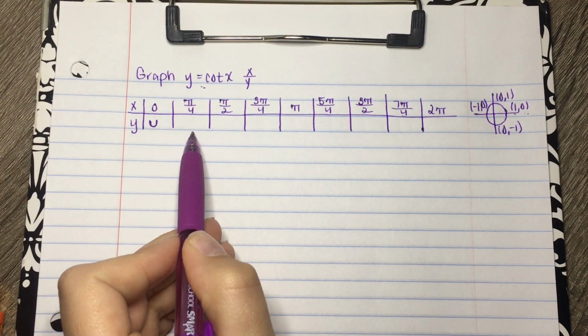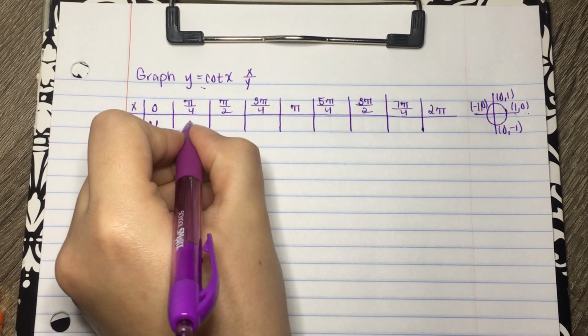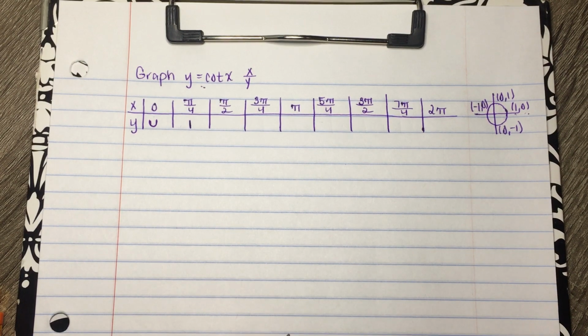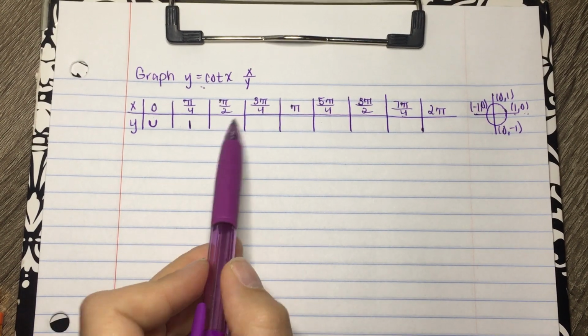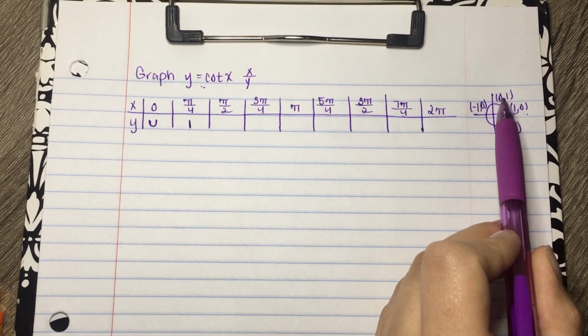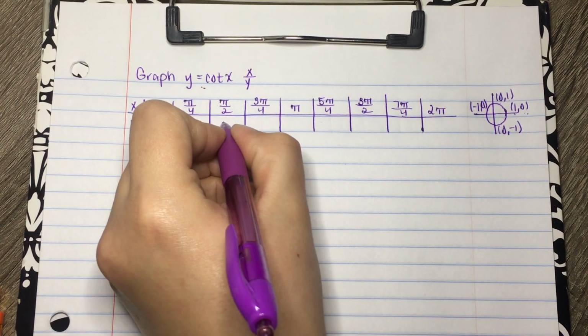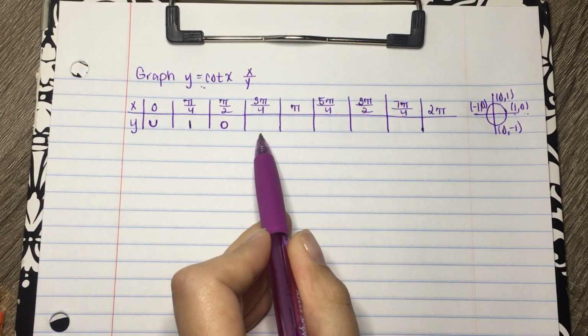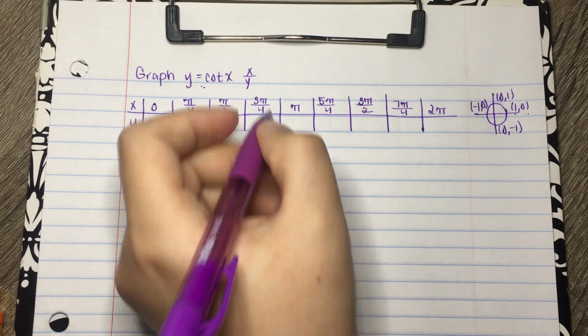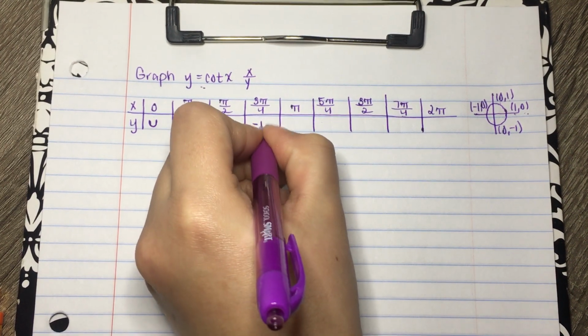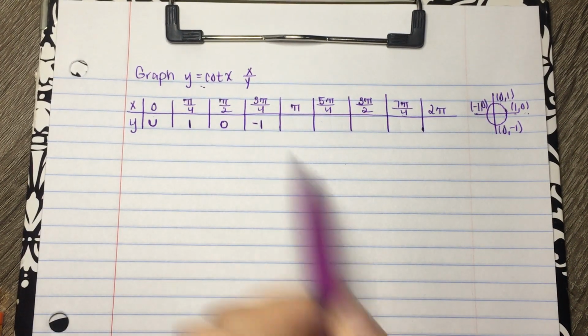Now pi over 4 is in quadrant 1. Cotangent of pi over 4 is positive 1, positive because it's in quadrant 1. Now pi over 2, that's going to be x over y, 0 divided by 1 is 0. At 3 pi over 4, we're in quadrant 2, where cotangent is negative. Its reference angle is pi over 4, and cotangent of pi over 4 is 1.